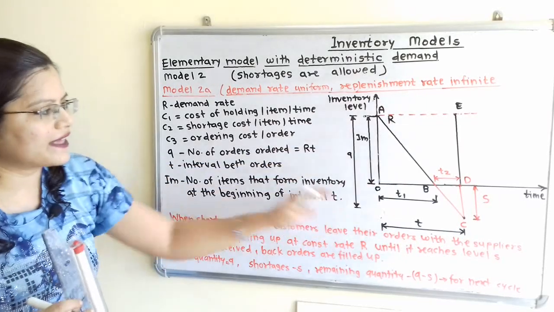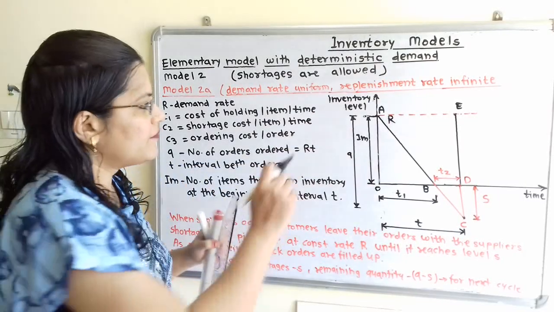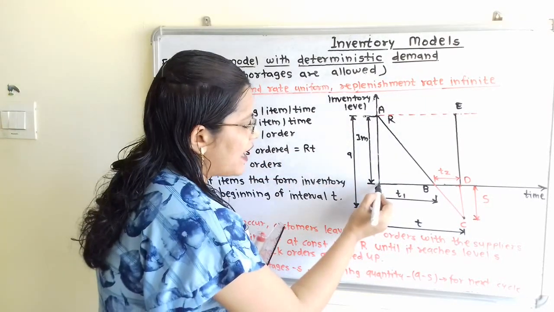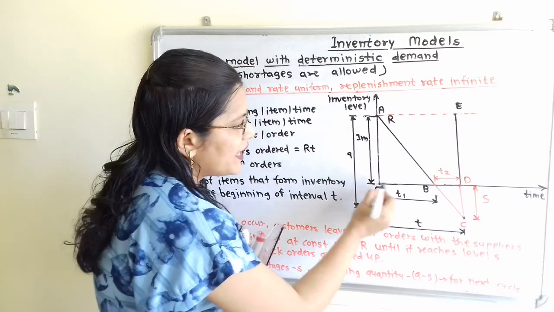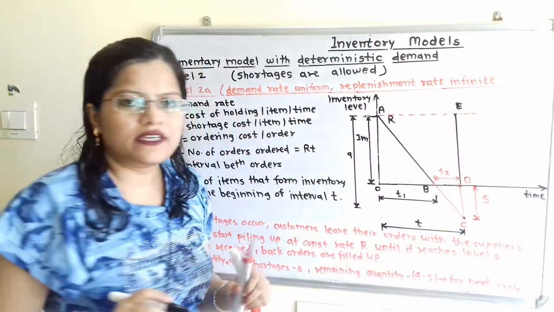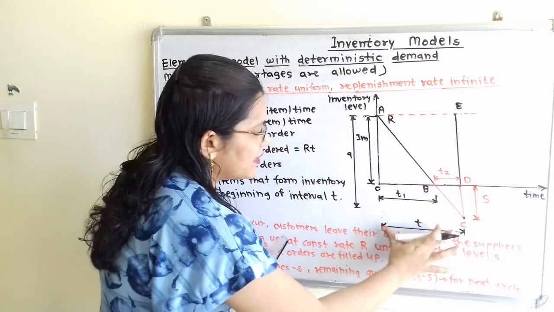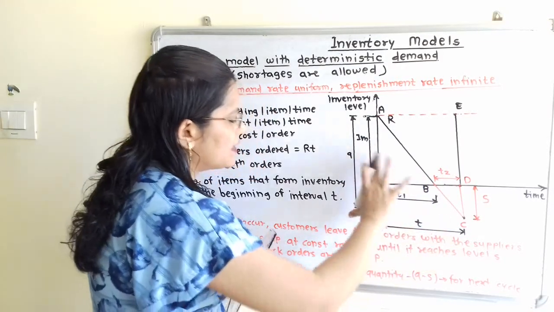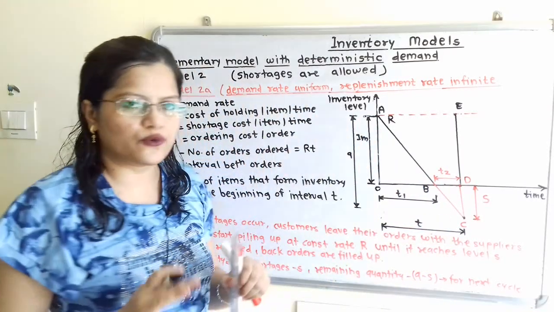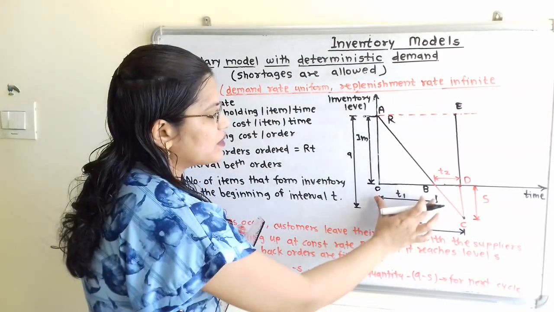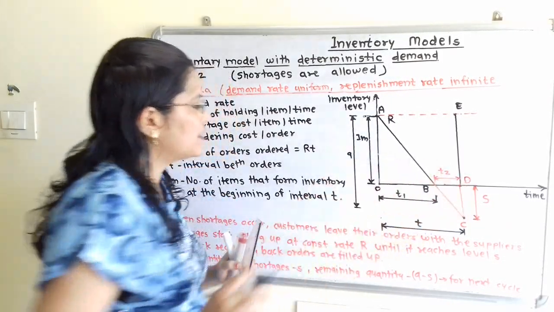So this diagram is getting completed. Now if we observe this, the cycle starts from this point O and it ends at this point D. And during this cycle, here is the time interval T, here is the inventory level Q. And this T is divided into two parts, that is T1 and T2.